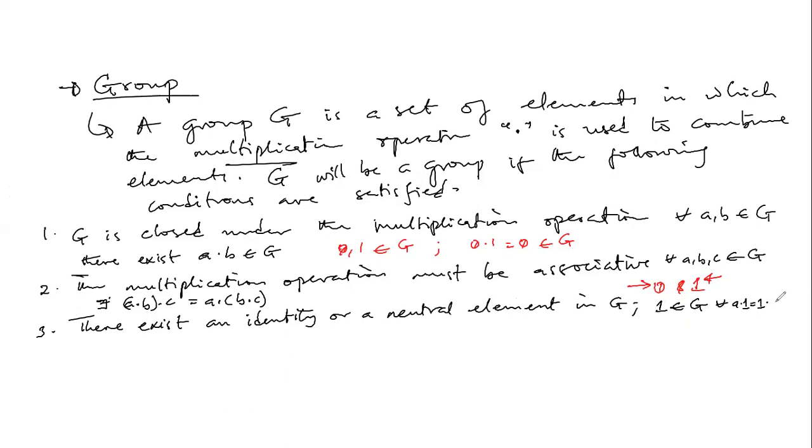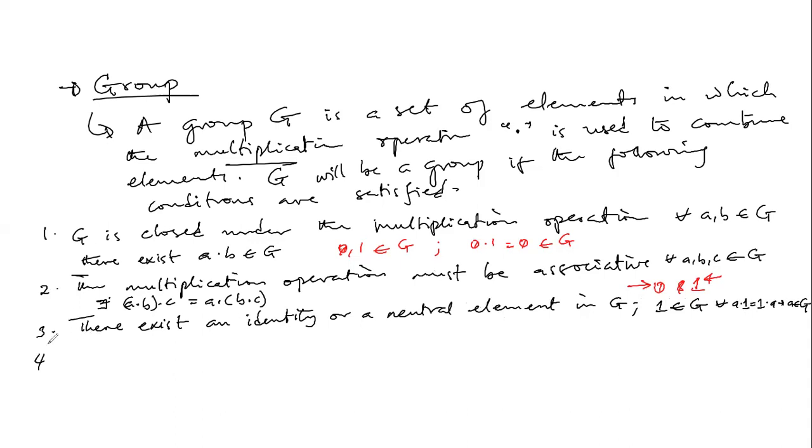So A, such that A now is also an element in G. Because A dot one is the same as A, one dot A is the same as A, and that A is an element in G, given that one is an identity or neutral element. So the product of that identity element with an element in the group must give us an element in that group. That's what we're trying to say. If that condition is satisfied, then it means a group exists.